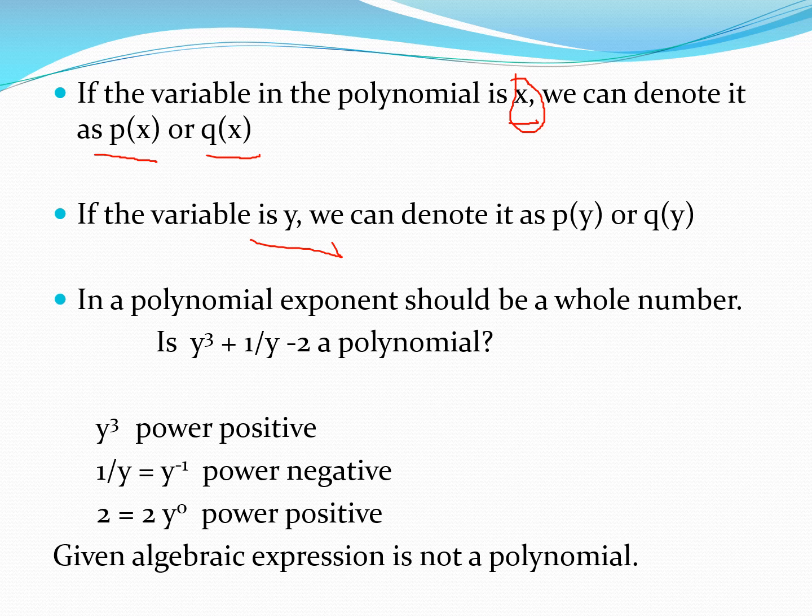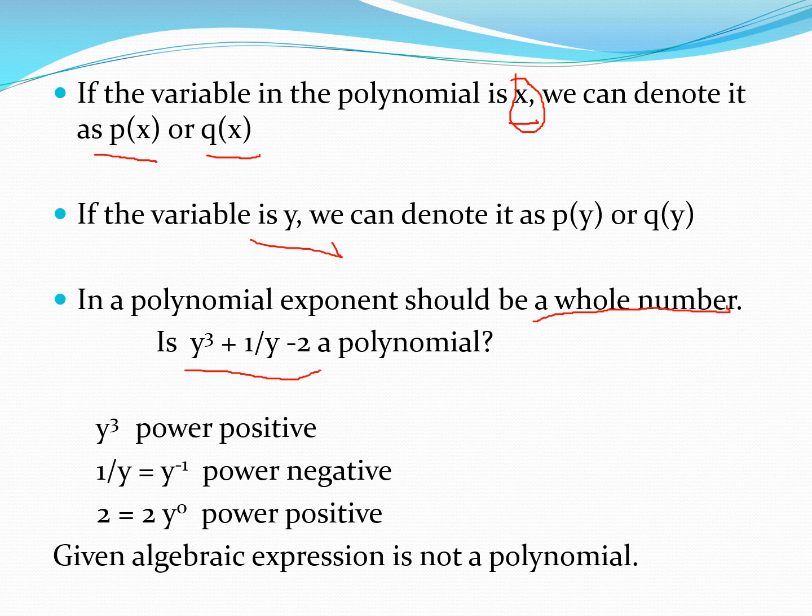In a polynomial, exponent should be a whole number. This already we have done. For any algebraic expression to be a polynomial, the condition is the exponent should be a whole number. Whole number means again the value should be 0, 1, 2, 3 and so on. All the positive values. Value of the exponent cannot be negative. Now here question is: is y raised to power 3 plus 1 upon y minus 2 a polynomial? Now we have to find out whether the given expression is a polynomial or not.